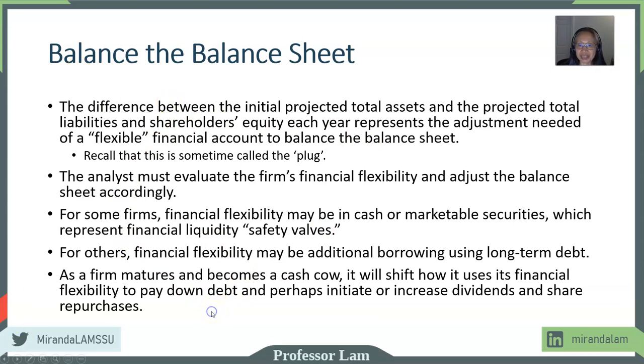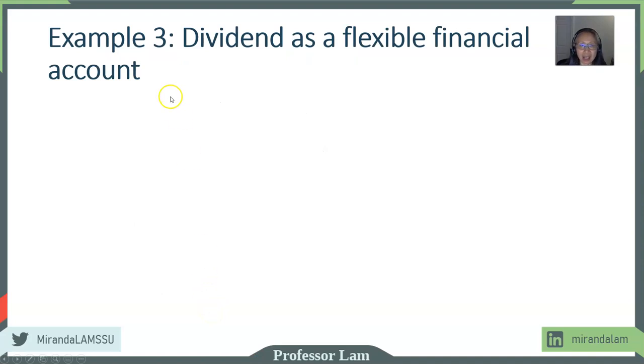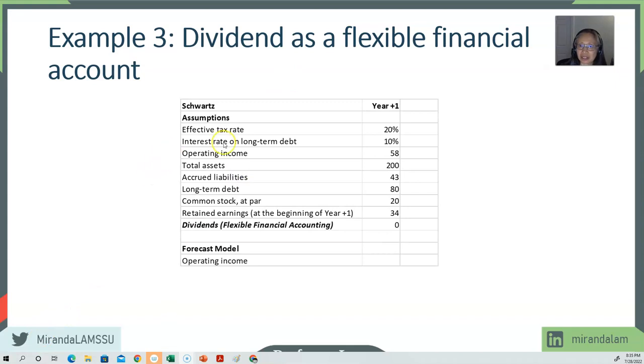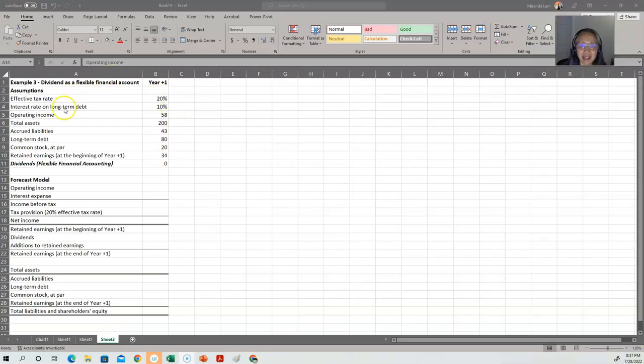The best way to illustrate this is through an example. In this example, we're going to use dividend as the financial flexible account. So here are the assumptions. Once again, we are going to do this in Excel. So if you open up Excel, you can copy this variable into it. And our forecast model is very simple. So I encourage you to pause and enter this into your spreadsheet.